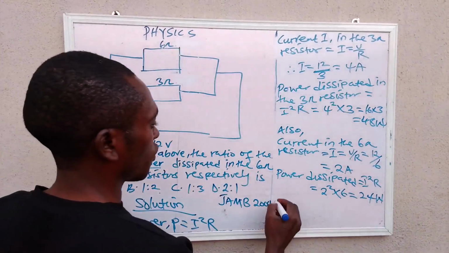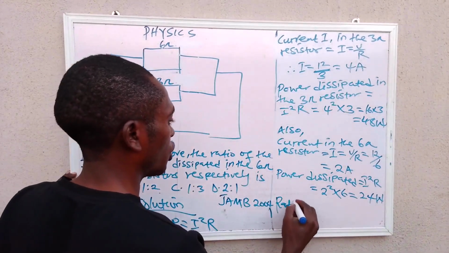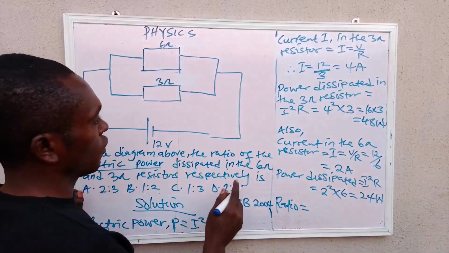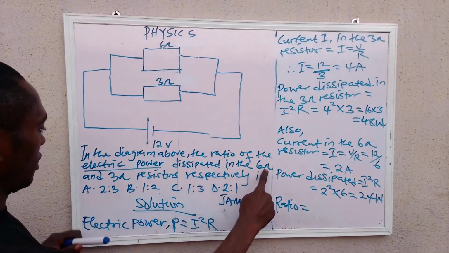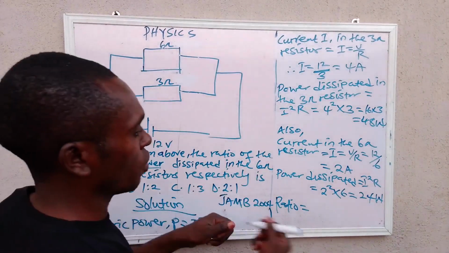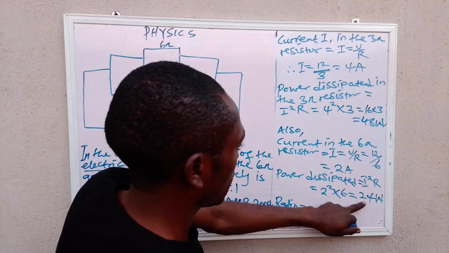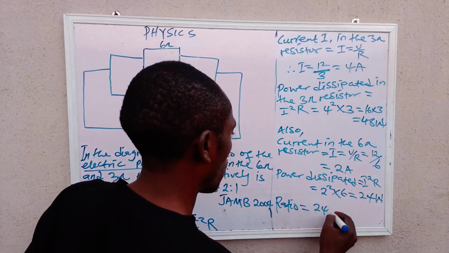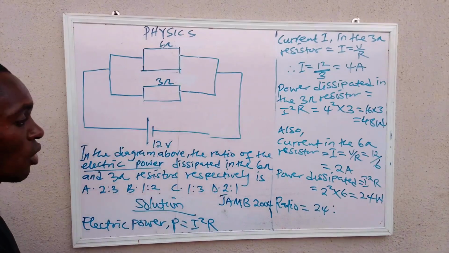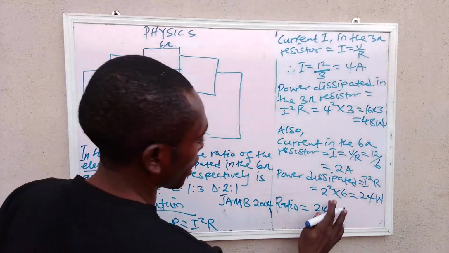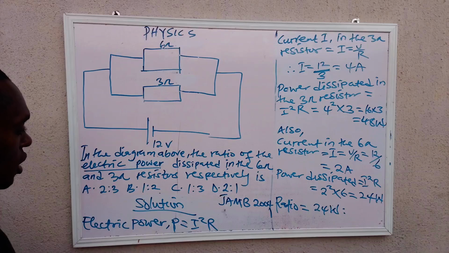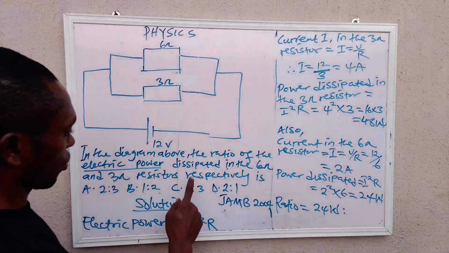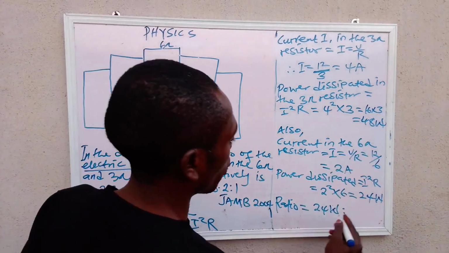So what we need to do is to find the ratio of the power. Don't forget the question says you follow the order, dissipated in the 6 ohms and 3 ohms. So in the 6 ohms, that's when we got this 24, so 24 will come first. If you include the watt, they will cancel out. So 24 watts is to 48 watts.